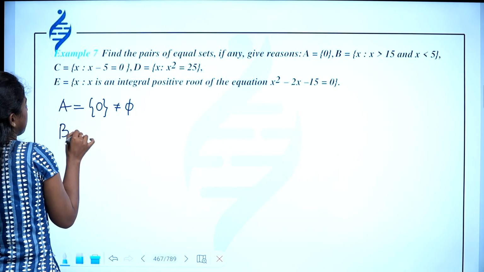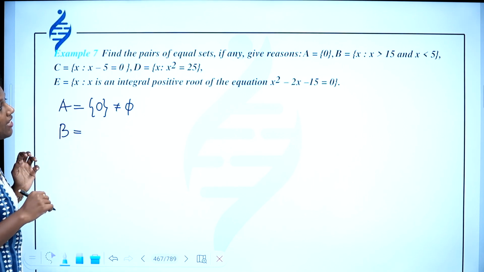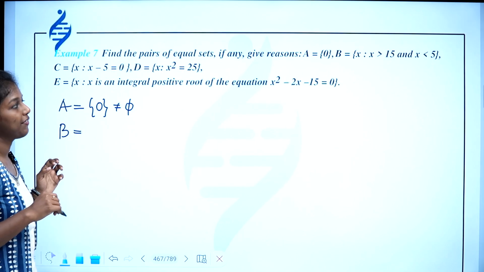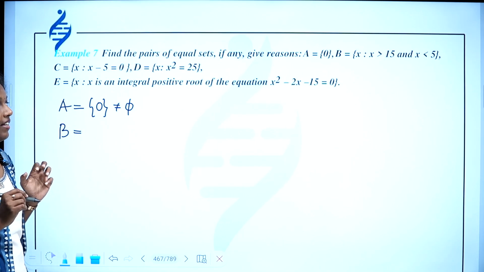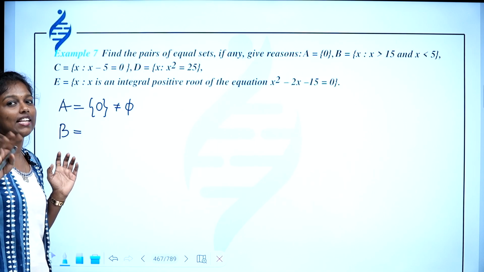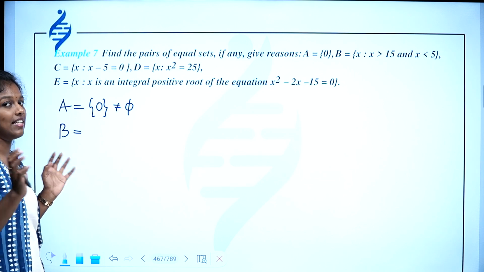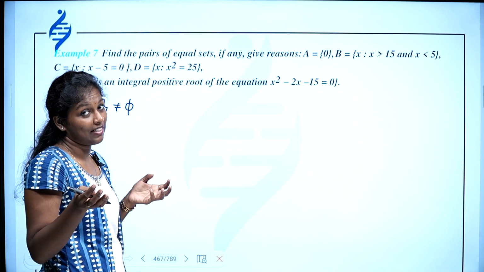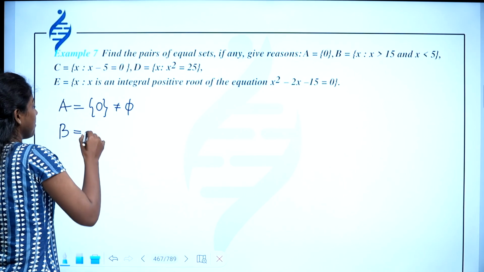Then set B. What is set B? B is the set of x such that x greater than 15 and x less than 5. See, x is greater than 15 and x is less than 5. How is that possible? So, this will be a null set.